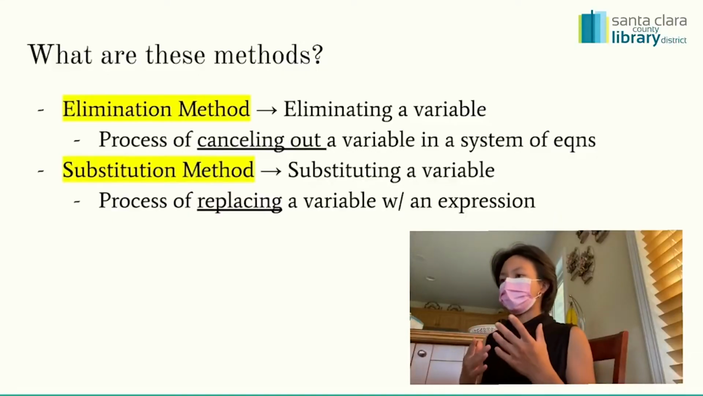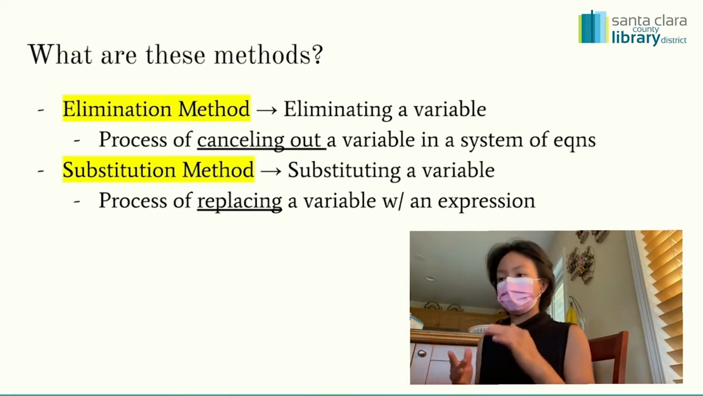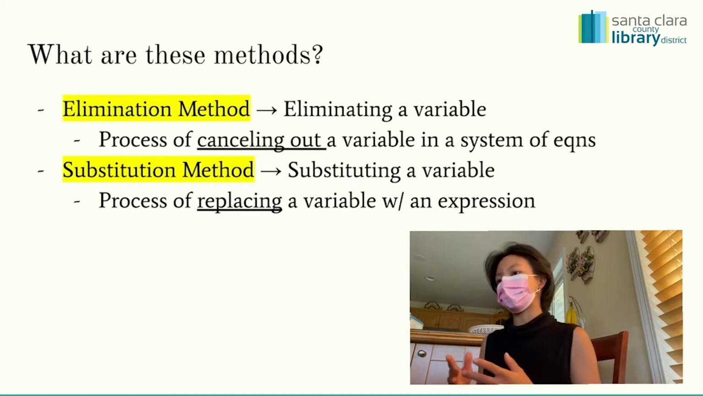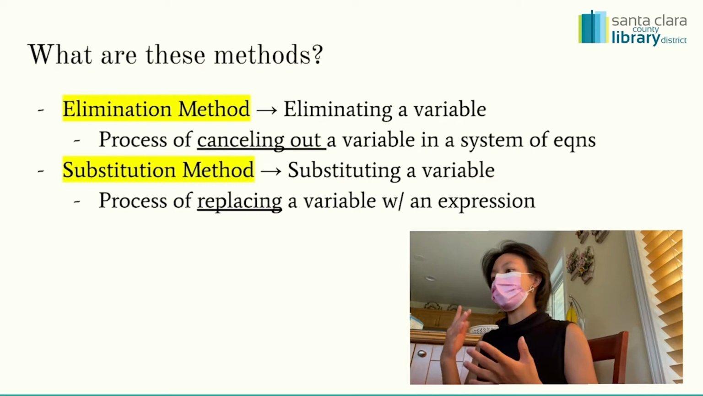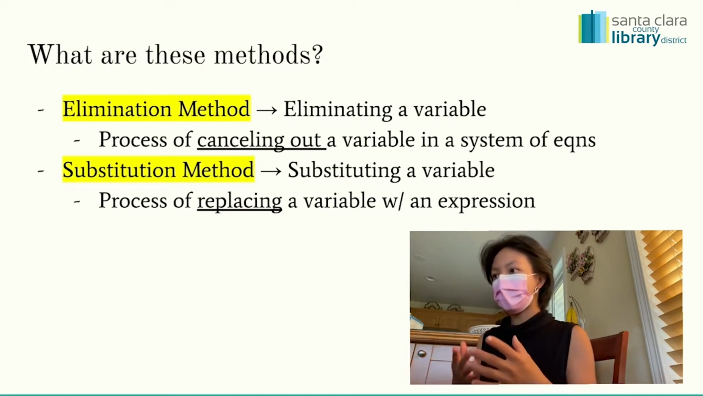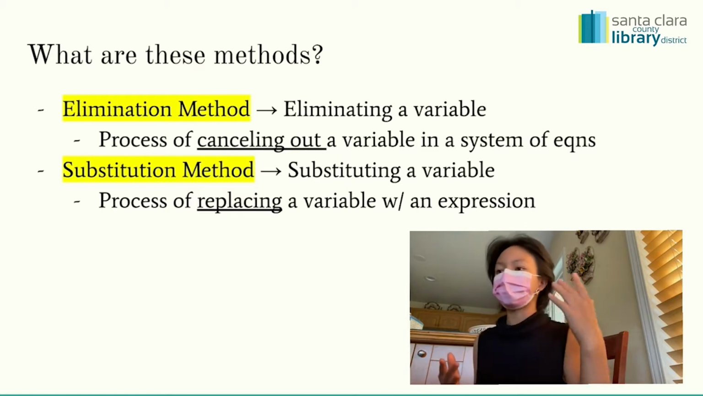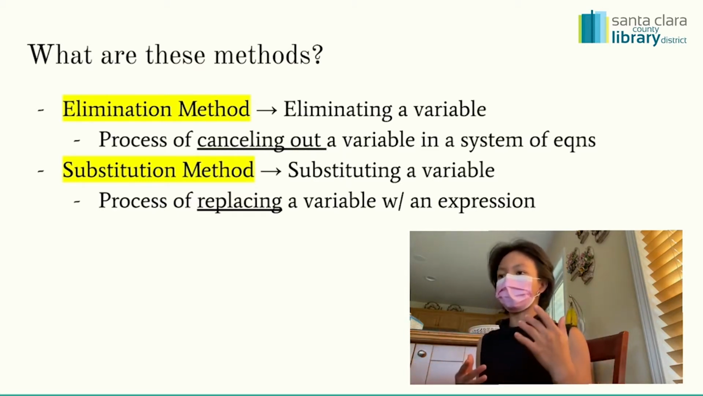Okay, well first off, what really are these methods? The elimination method is the process of canceling out a variable in a system of equations. The substitution method, on the other hand, is the process of replacing a variable with an expression. The elimination method eliminates a variable, and the substitution method substitutes a variable.